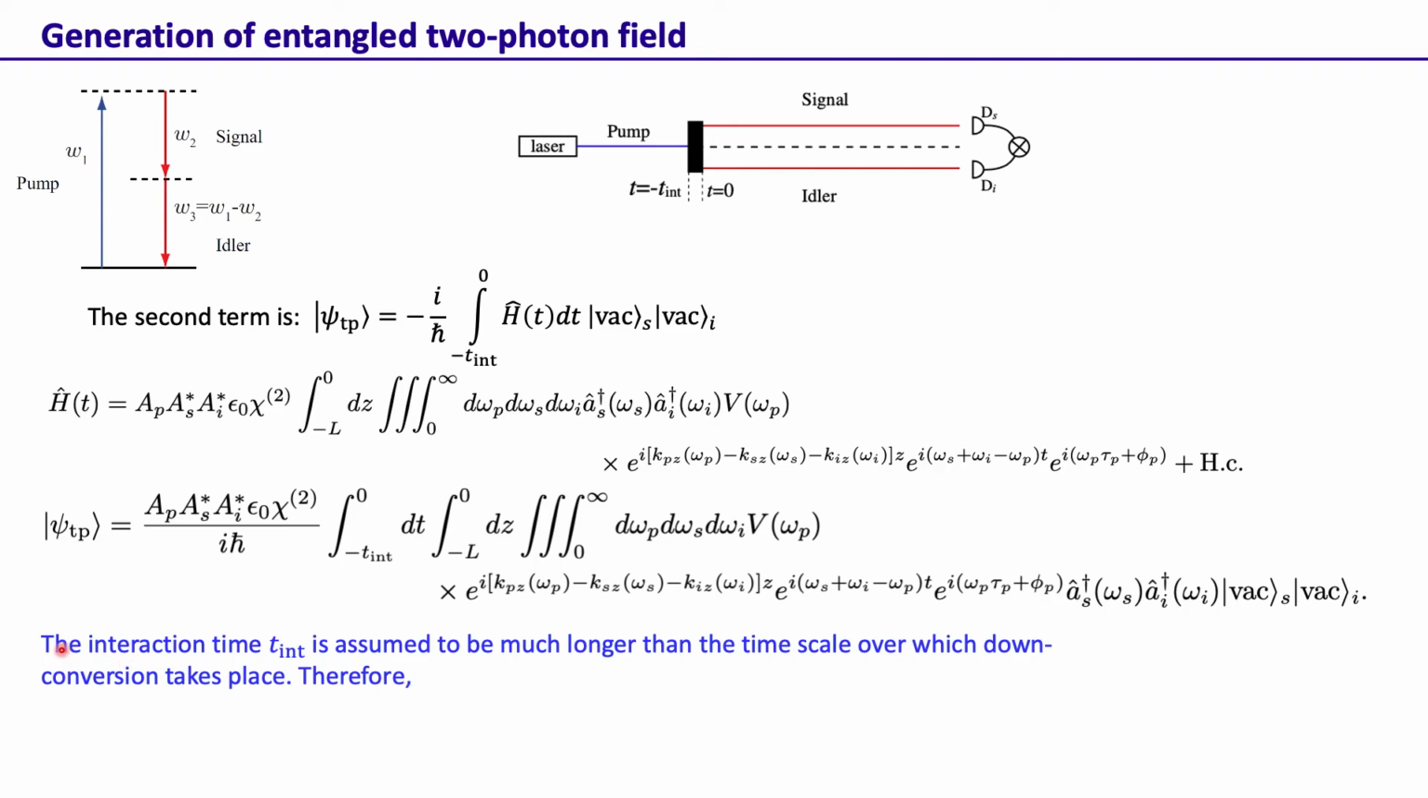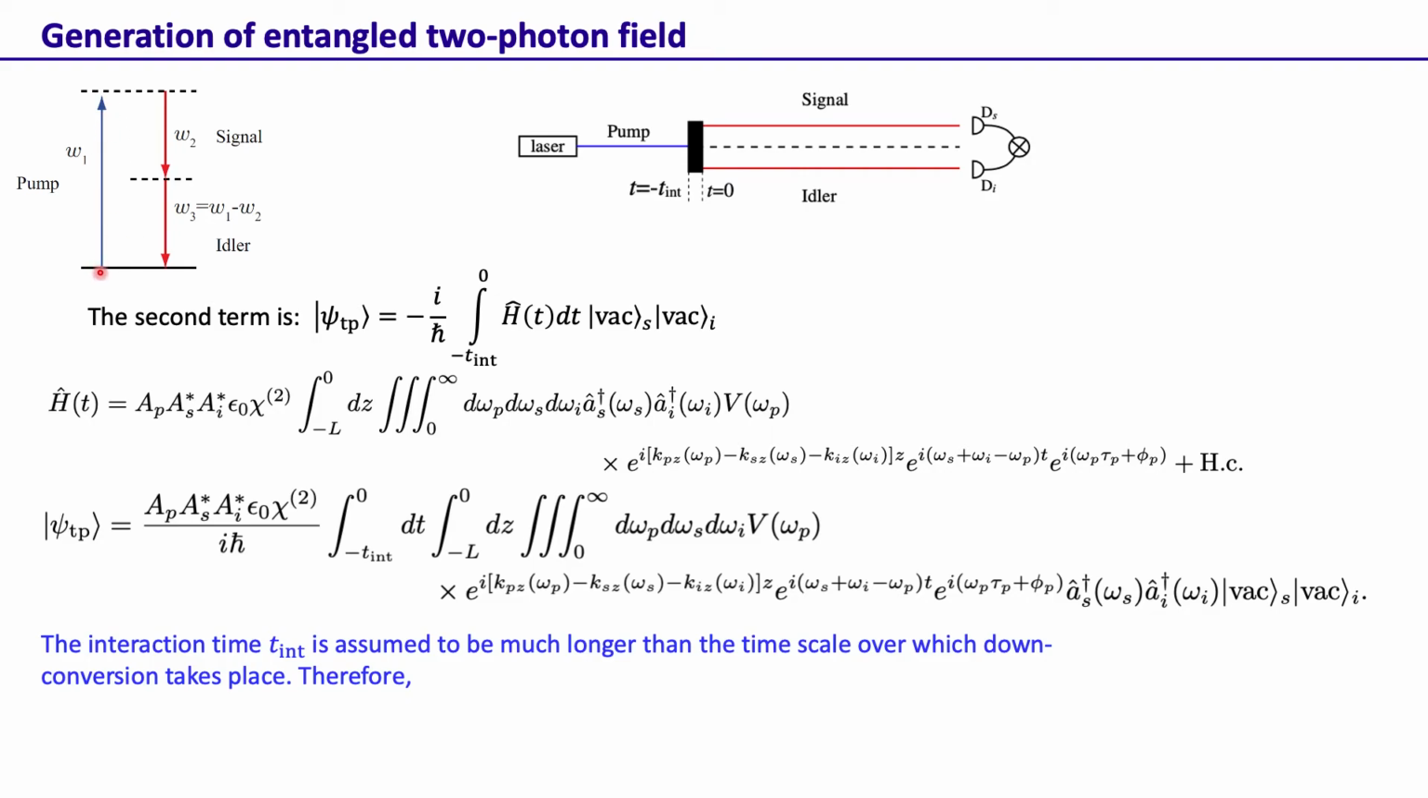Okay, now we'll assume that the interaction time t interaction is much longer compared to the time scale over which down conversion takes place. So of course this t interaction is basically the time it takes for light to travel through this crystal, and usually these crystals are a few millimeters thick. So this is not a very long time, but still we assume that the time scale over which the down conversion actually takes place is much shorter.